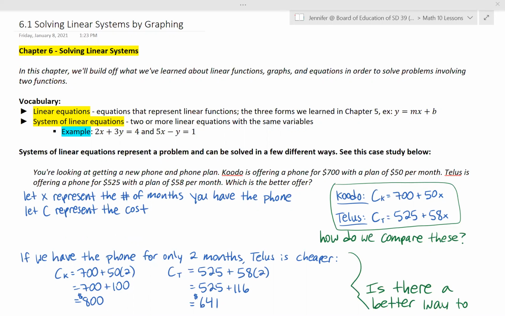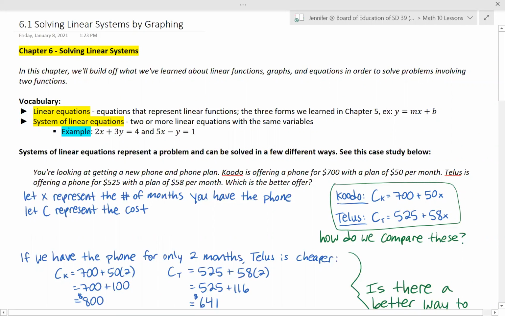We already know what linear equations are. These are equations that represent linear functions. And in the last chapter, chapter 5, we learned the three different ways to represent linear equations. We have the slope-intercept form, the standard form, and the point-slope form.